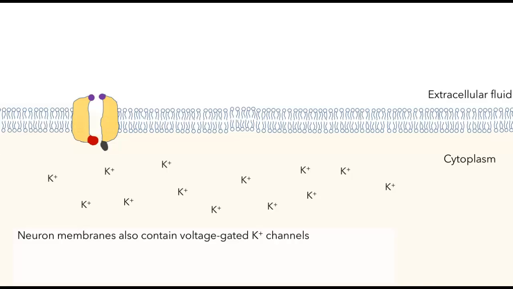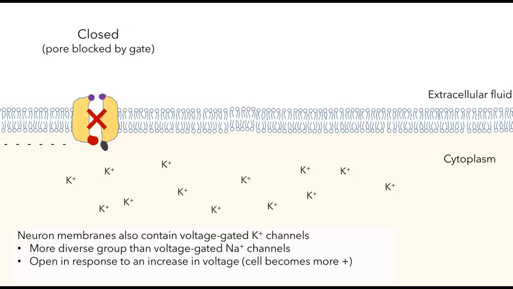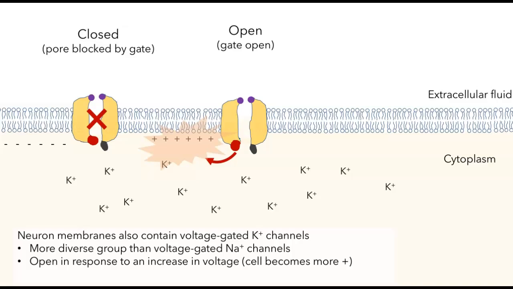Neuron membranes also contain voltage-gated potassium channels. They're a more diverse group than voltage-gated sodium channels, so again, I'll talk about them generally, but there will be differences. Like voltage-gated sodium channels, they can exist in closed and open states. So here I've drawn a potassium channel that's closed. The pore is blocked by the gate, and thus, even though there's an electrochemical gradient for potassium, it can't leave. They will open in response to an increase in voltage. So if the cell becomes more positive, then the voltage gate slides out of the way, and now potassium can move down its electrochemical gradient, and it would leave the cell.